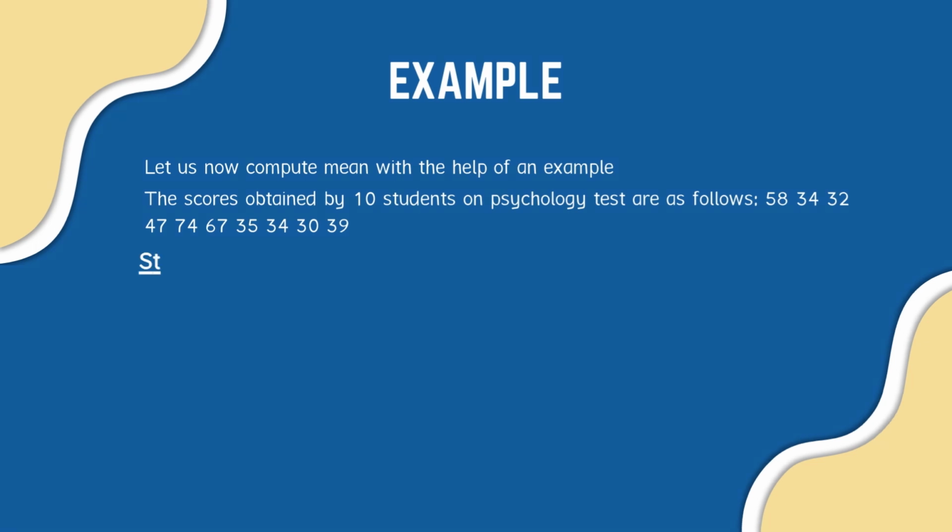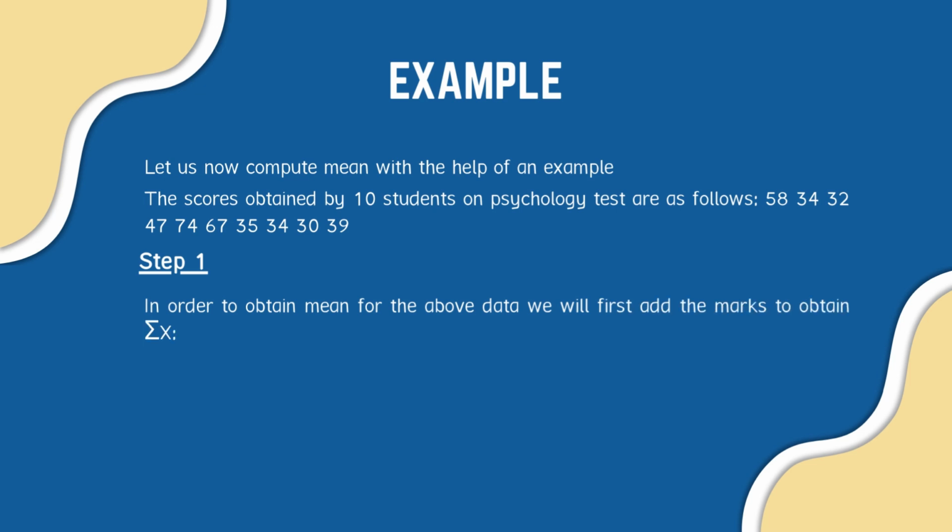The first step in order to obtain the mean for the above data is to add the marks obtained by each individual, which is called summation capital X. You can see on the screen that the marks have been added like 58 plus 34 plus 32 plus 47 and so on, and after adding all these scores we got 450 as the total.